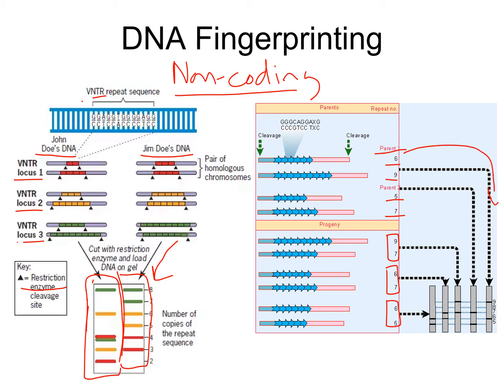And so that's what it looks like there on the chromosomes, but if you run their profiles on an electrophoresis gel, parent number 1 would have a band at 6 and at 9, parent 2 would have one at 5 and 7, and then the 3 kids with their 3 profiles. So you can see that the 3 children have 3 different profiles. The 2 parents have 2 different profiles.